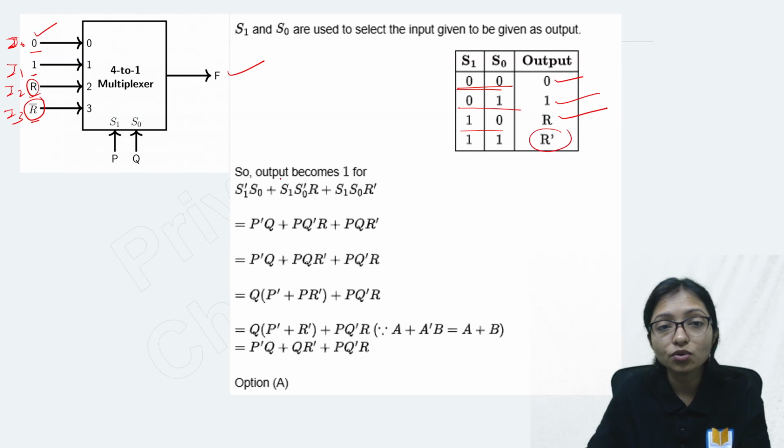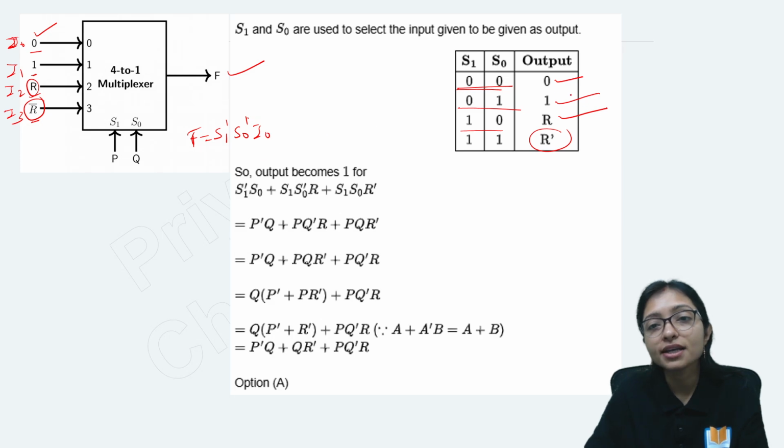Now what is my output? I told you the function is like that: S1 bar S0 bar I0. Instead of I0, you have selected 0 here, so that term will be 0. If you multiply this with 0, I will get 0 itself.